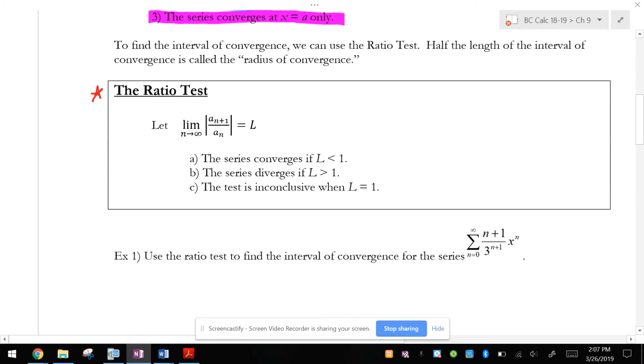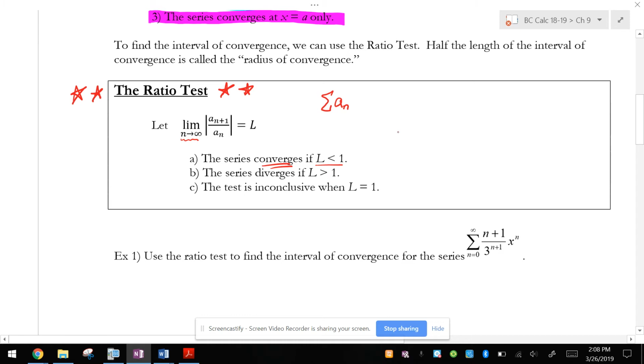Now, by the way, this ratio test still works if it's geometric. It works on everything, but this is a big deal. This is something that's going to keep coming back. And the ratio test says this: if you have a series, and that series is a sigma of a sub n's, if you take the limit as n approaches infinity of a sub n plus 1 divided by a sub n, it should equal some limit L. Your series will converge if that limit is less than 1.